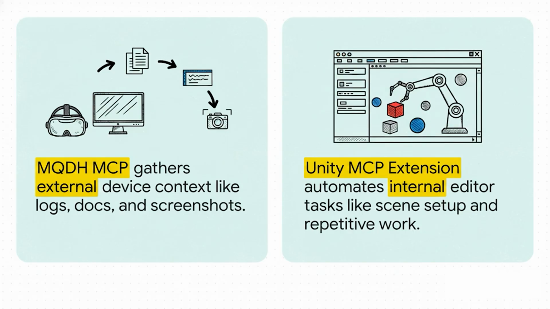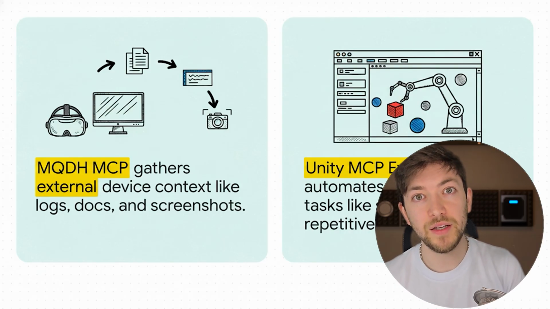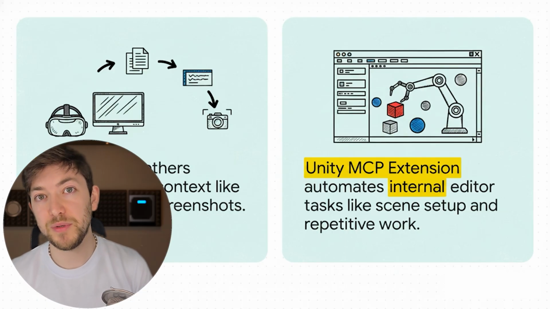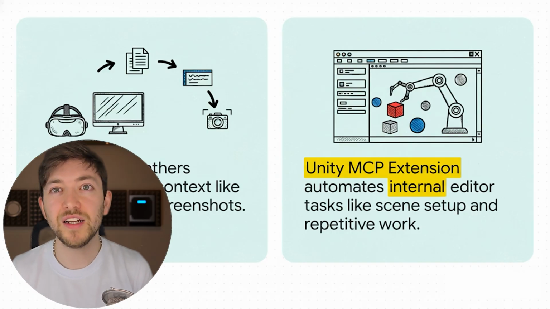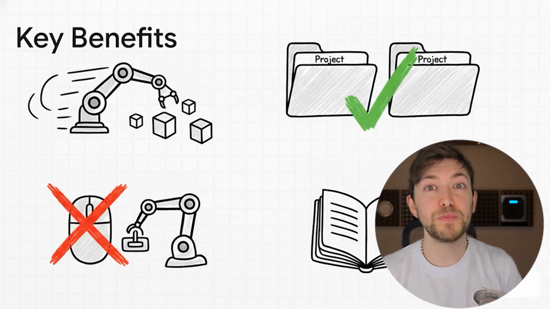So instead of using MCP to just look things up, like in documentation, now you can use MCP to do stuff. So the MetaQuest Developer Hub MCP helps you with external development context, you could say, while the Unity MCP extension helps you with repeatable editor work. So things that are tedious. So now you not only have access to information, but you can actually do things. And because it's made by Meta, it works perfectly in Quest development. You will have faster scene scaffolding, more consistent setup, less repetitive editor work, and in general, easier onboarding for tasks.